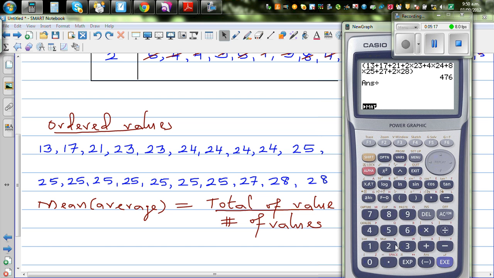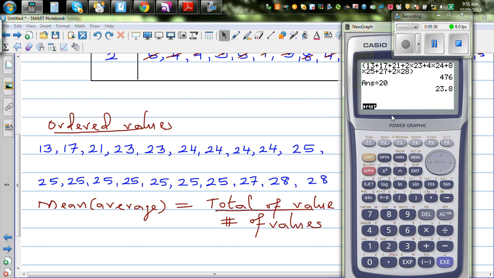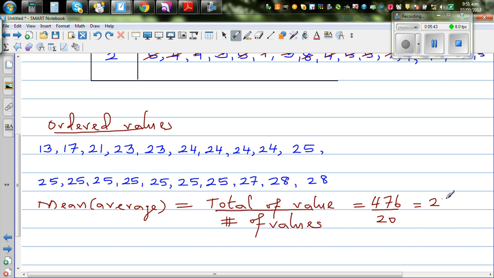And I'm going to divide that by 20. 476 divided by 20 is 23.8. So the mean is 23.8 centimeters. The mean gives you an average. The mean and the median are averages which give you a value that should be almost in the middle. So the 23.8 comes here.